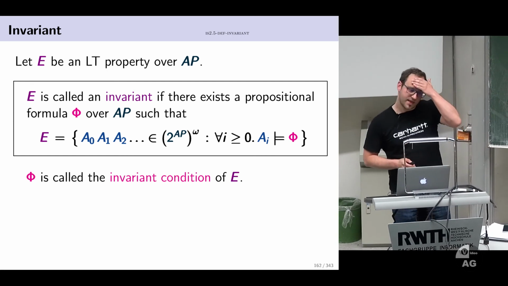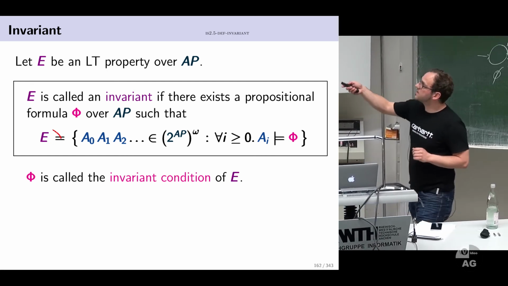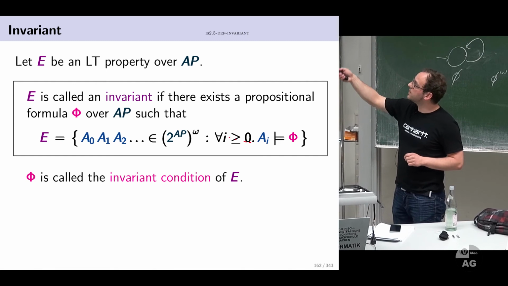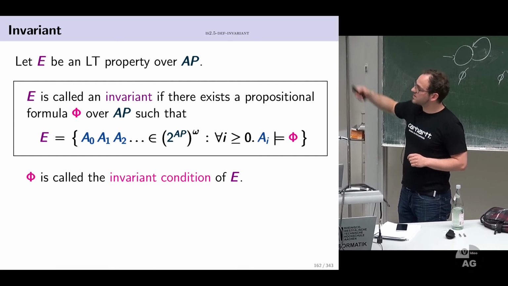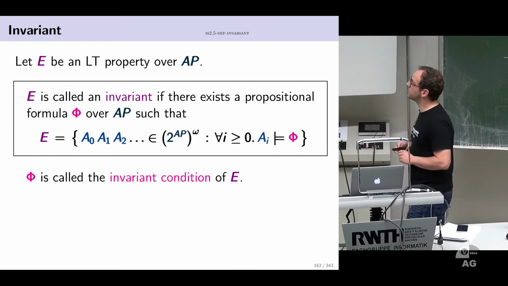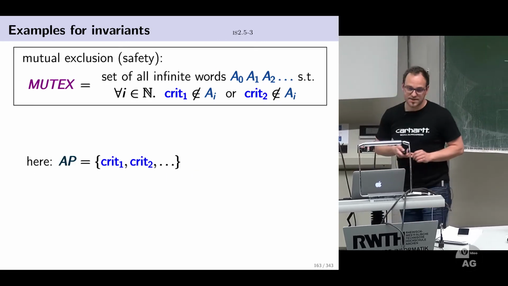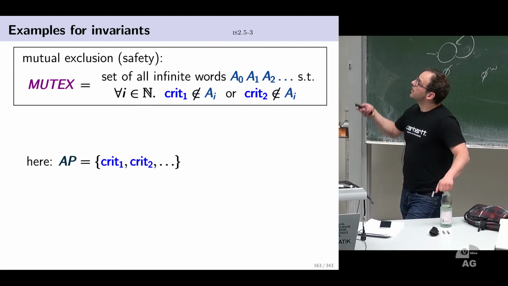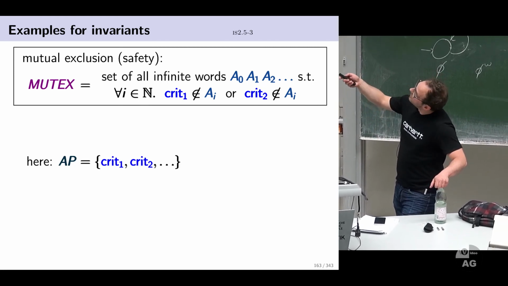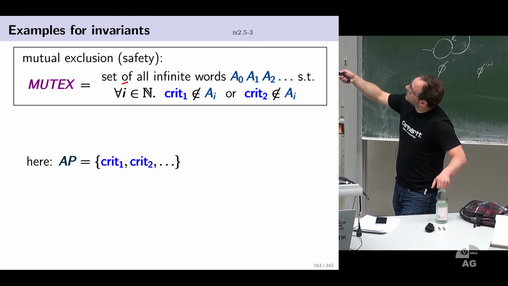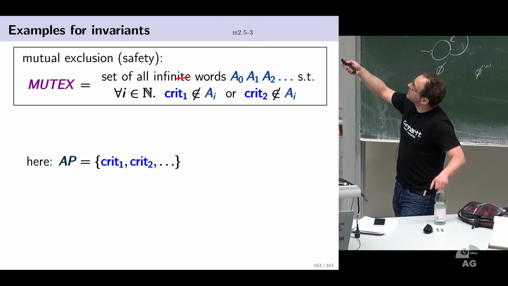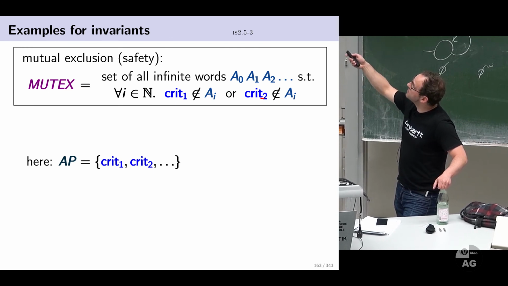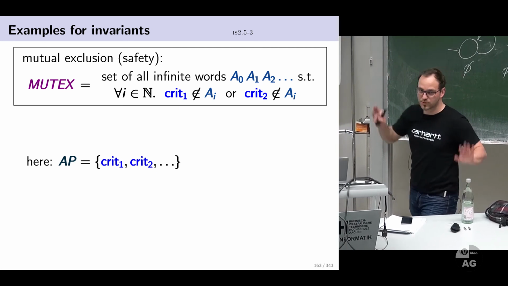Okay, and if we can write a linear time property like this, we call it an invariant, and we call this formula phi the invariant condition of E. Let's look at an example we already had on the slide, mutual exclusion. That was the original definition, saying it contains all infinite words such that at no point in time do we have crit 1 in one of the labeling sets and at the same time crit 2 in the same labeling set.